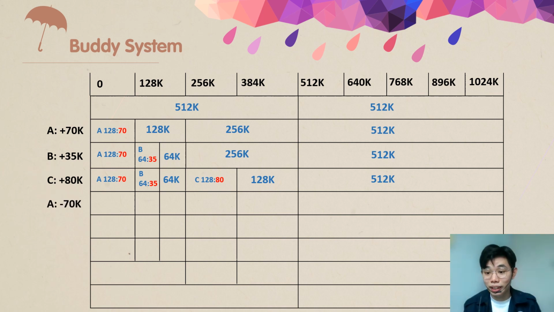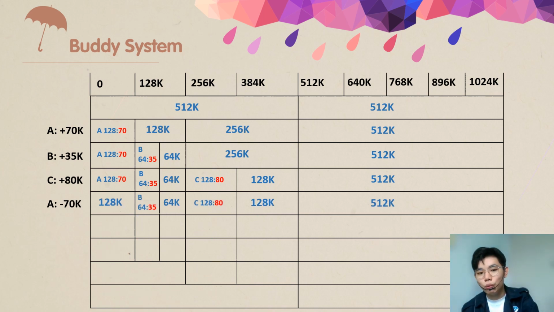Next, a negative 70k. What does the negative sign mean here? The negative sign means the release of 70k. Just now I have allocated 70k, right? So I need to release the 70k now. I will find the 70k, which is the first box, and it will just release this 70k, and this 128k memory can be used later on by another process.